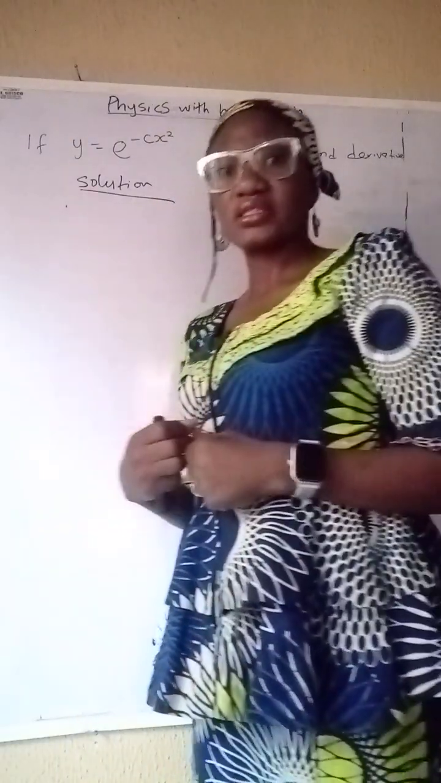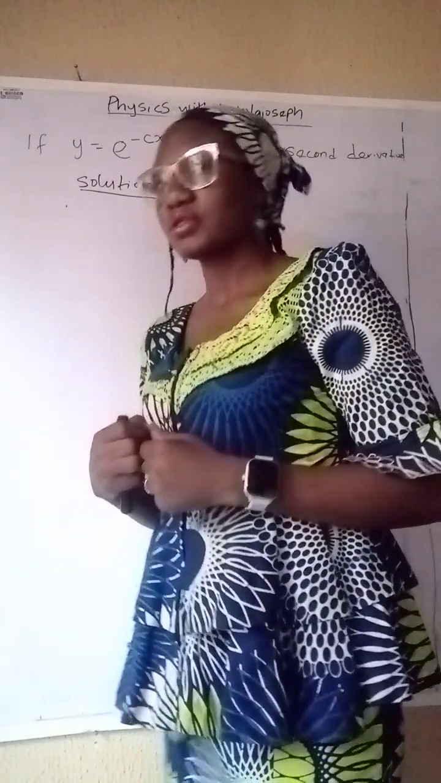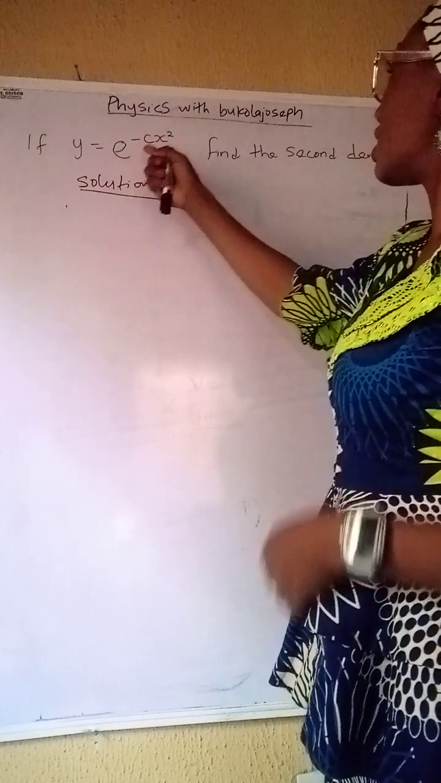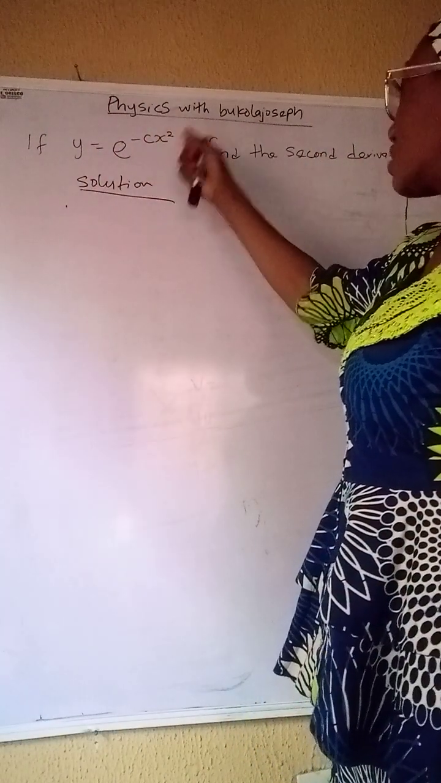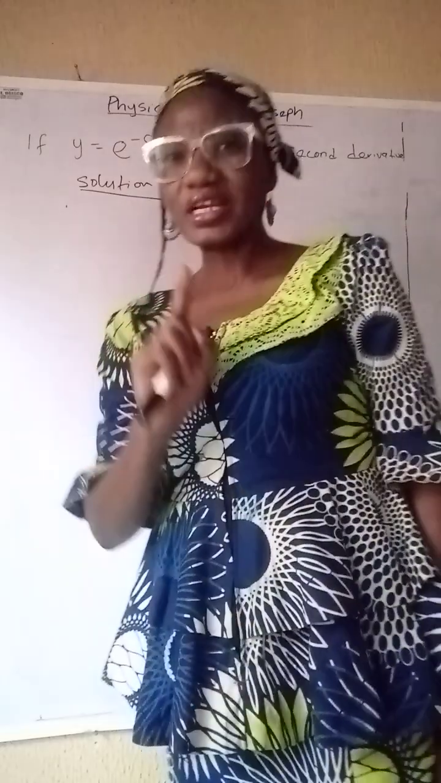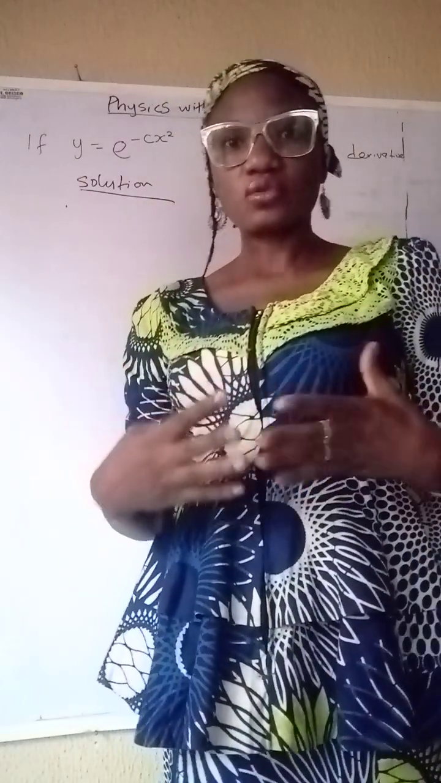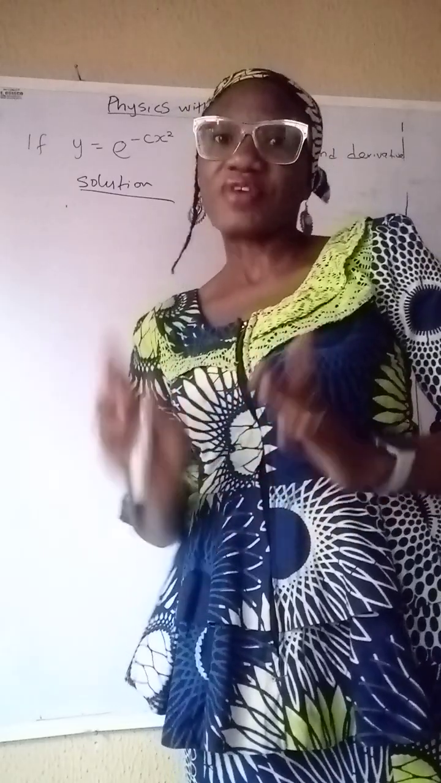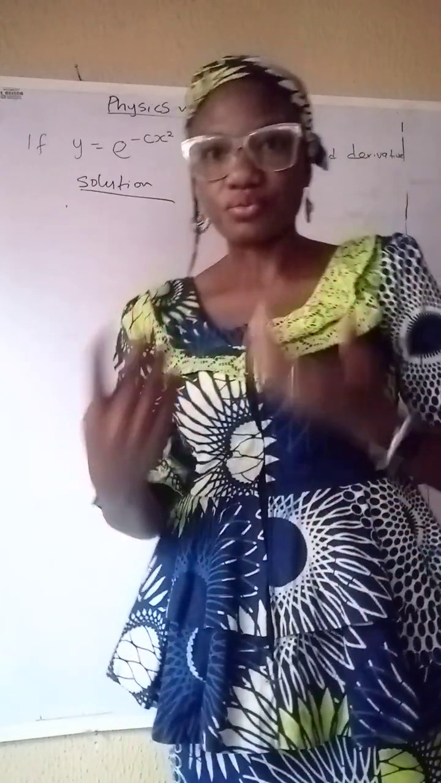So we are going to be finding the second derivative of what you are seeing on the board. Let me read the question. If y is equal to e^(-cx²), find the second derivative. To find this second derivative, we are going to find the first derivative first, and then we find the second derivative using the product rule.